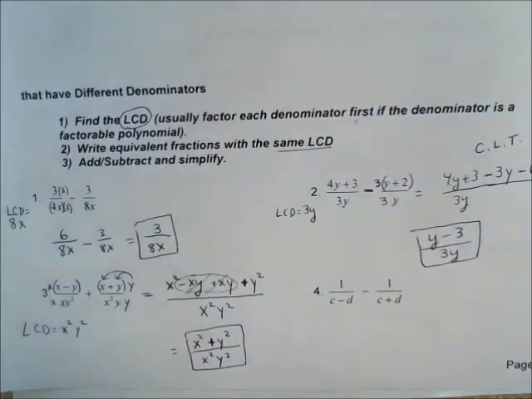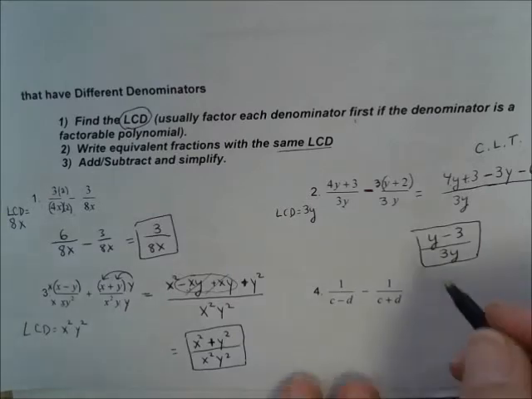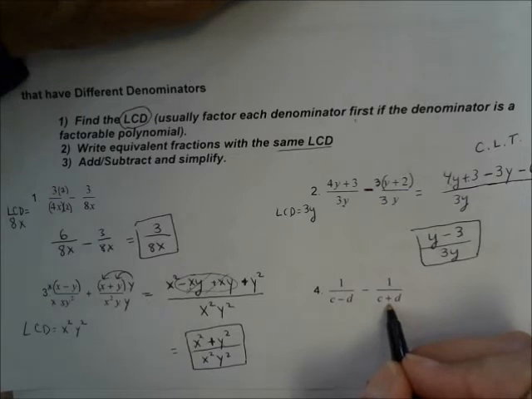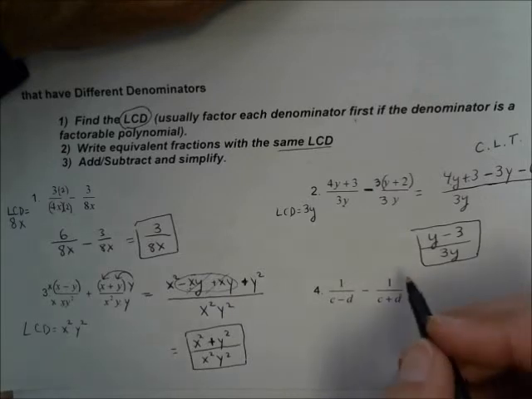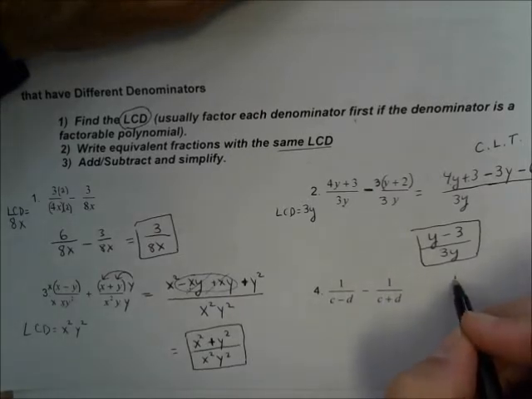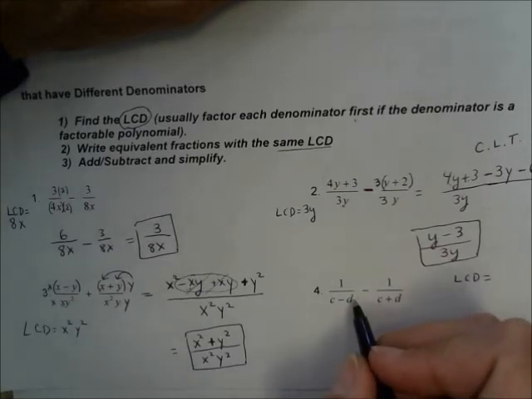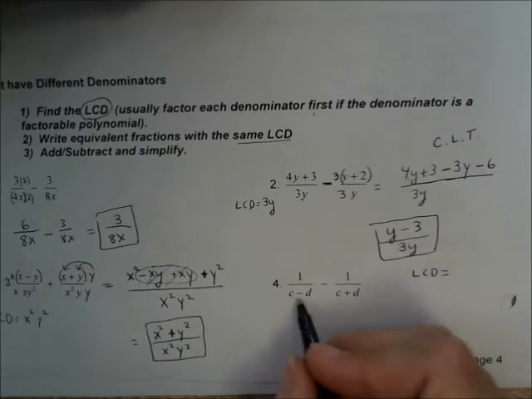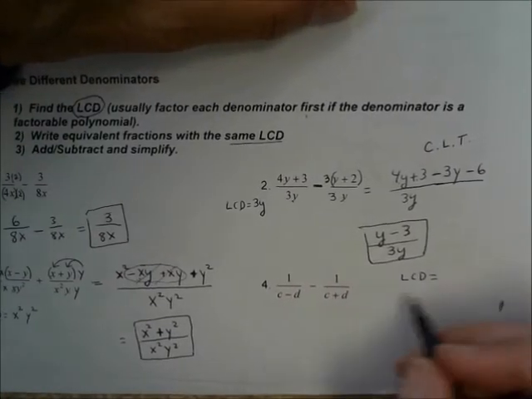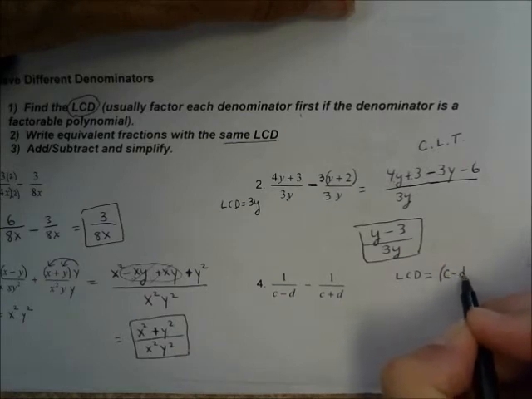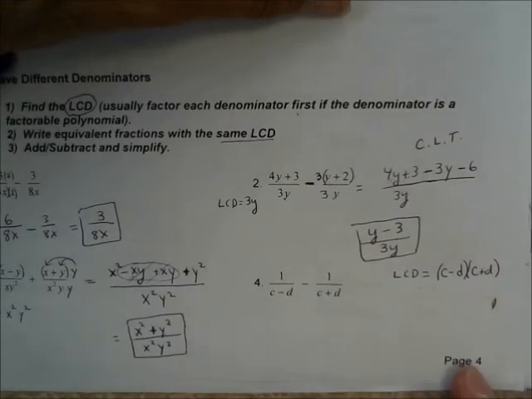And over here in the last example on this page, well, this one is a little bit tricky because c minus d and c plus d don't have any common factors at all. So what you have to do in this case is put the two denominators together in multiplication, because you can't just create a c minus d or c plus d out of each one of those. So we're going to call our LCD c minus d times c plus d. So write that over at the side.